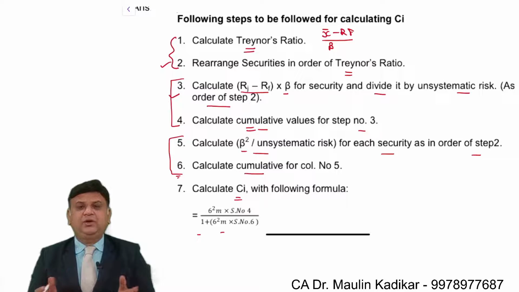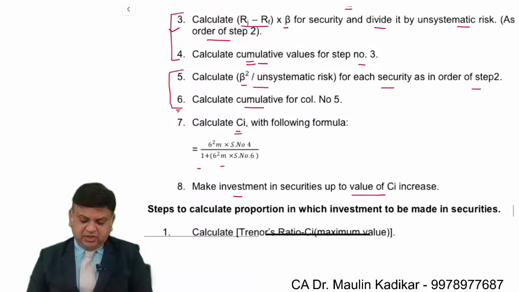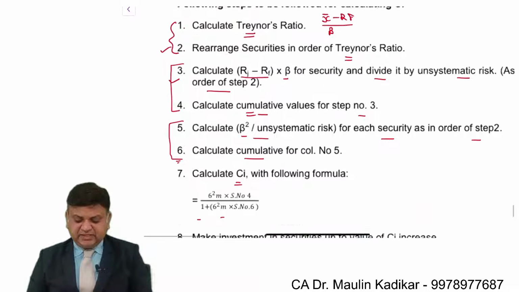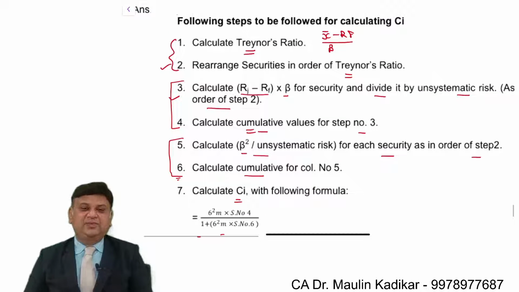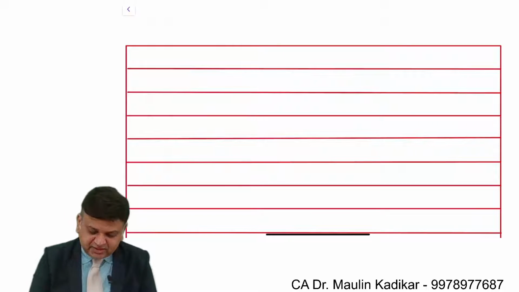If we go only with the Treynor's ratio when we make the selection, then we tend to make a wrong selection. Why? Because we make investment only in one security along with the RF. Instead of that, here you can make investment in multiple securities. So please write down the answer.